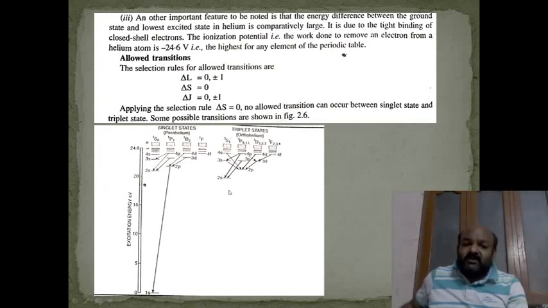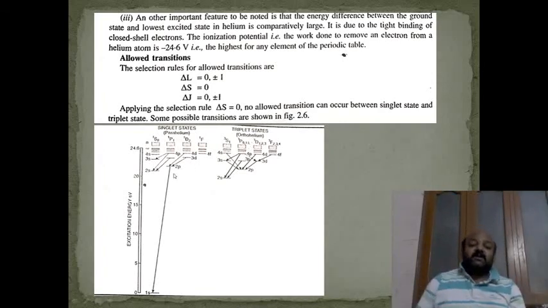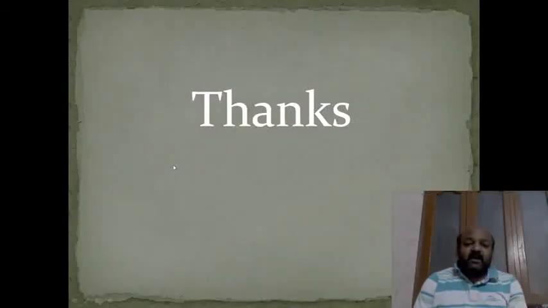So all the transitions will be from orthohelium states to orthohelium states and parahelium states to parahelium states. Singlet state to singlet state transitions will be there, and triplet state to triplet state transitions will be there. There will be no transition at all from the triplet state to the singlet state. So this completes my lecture.